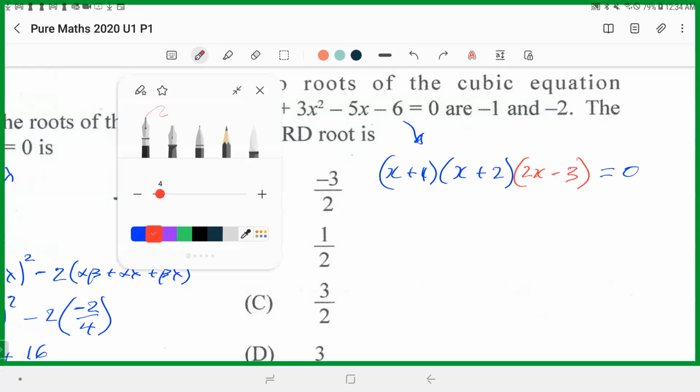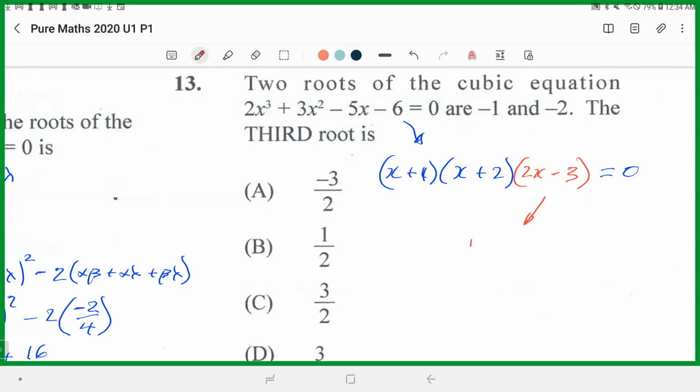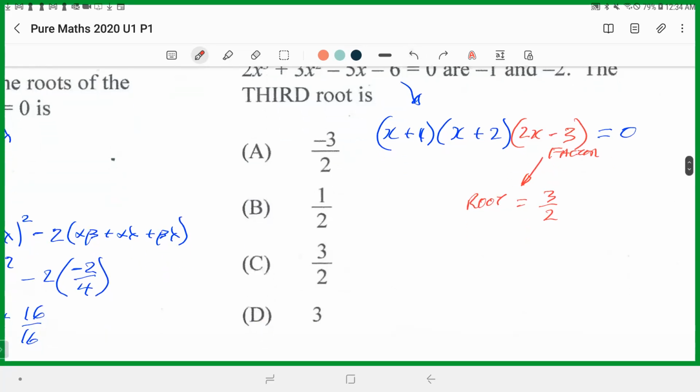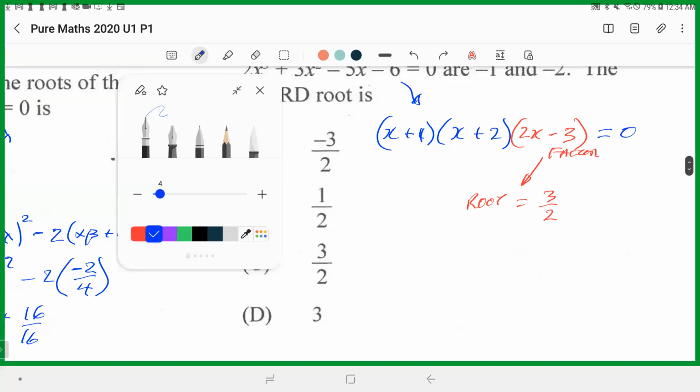That factor is going to give us a root. This is a factor, right? It's going to give us a root, which is 3 over 2, as I can put this equals 0. All right, it's going to give us a root, which is 3 over 2. Answer is right here.